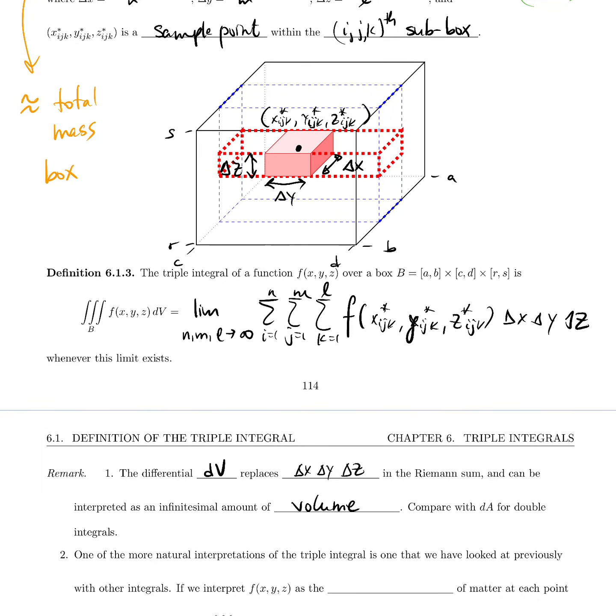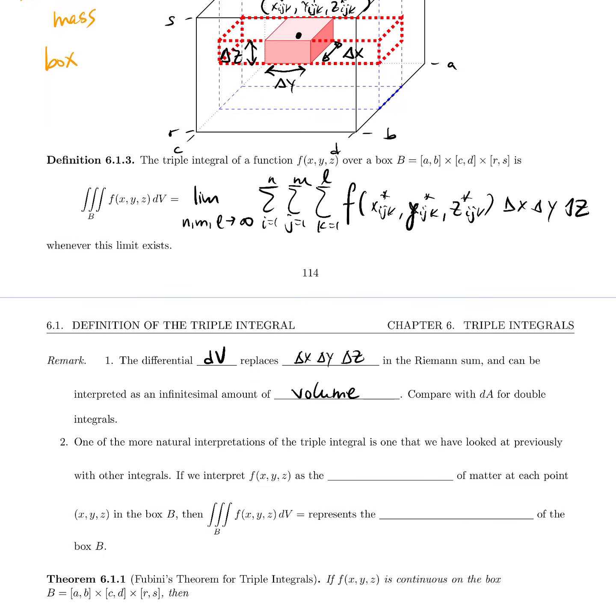One of the more natural interpretations of the triple integral is one that we've looked at previously as well. If f(x, y, z) is interpreted as a density function, whether it's probability or mass density, at each point of the box, then the triple integral represents the total mass of the box. And if this were a probability density function, then the triple integral would represent the total probability over the box.